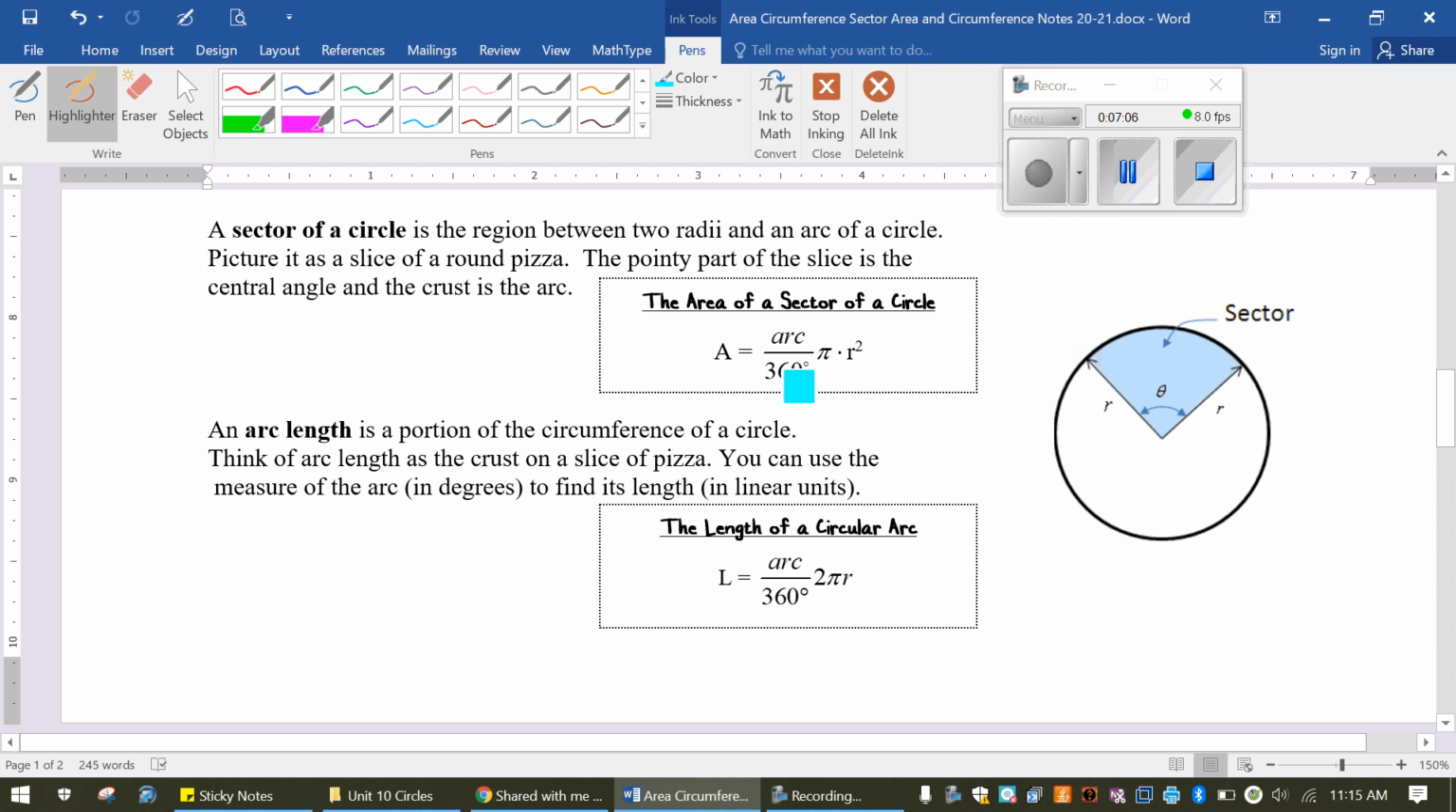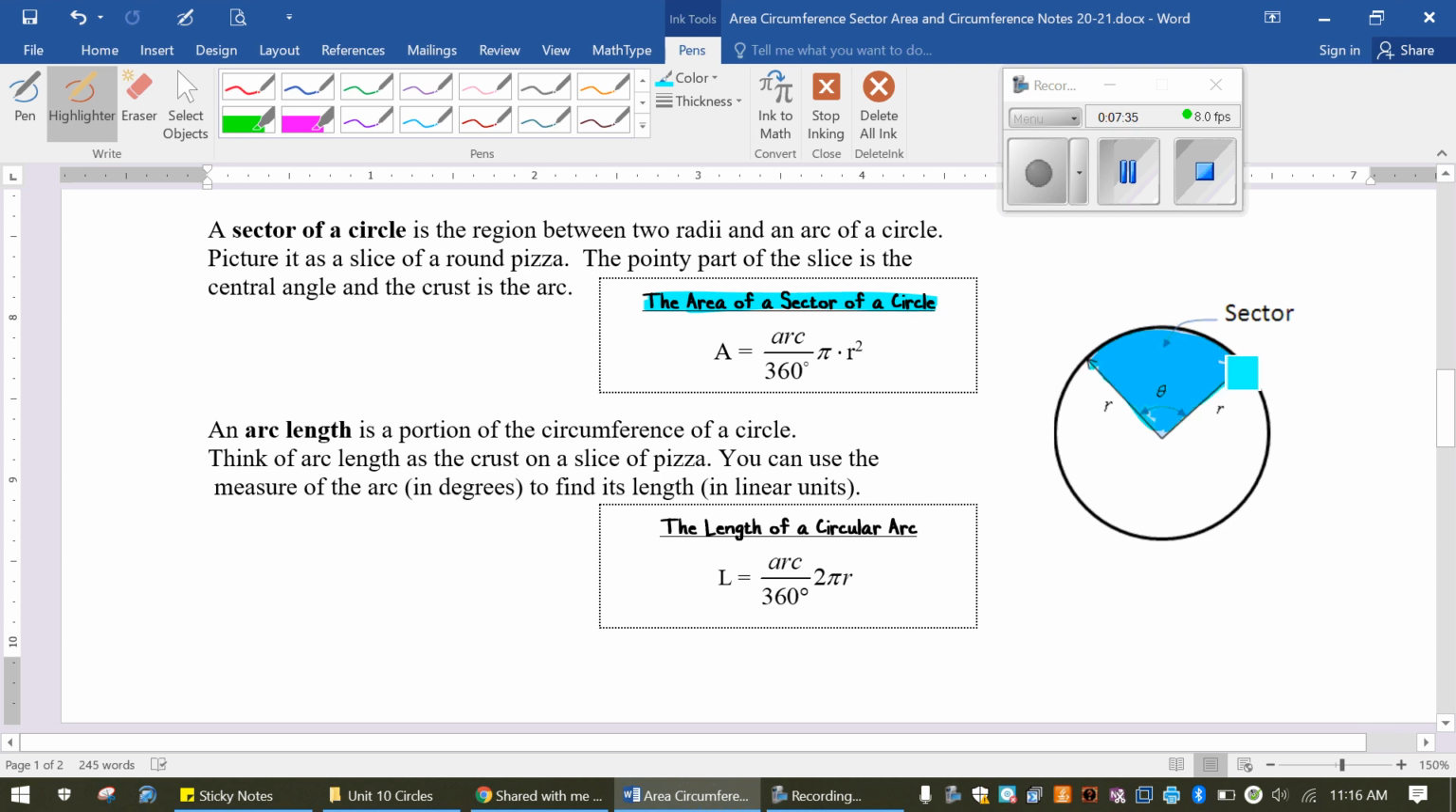So that arc over 360 will tell us what fraction of the circle we have, and then we can use the area formula. So that pi r squared comes from the area formula above. This is in blue, so I will shade that in blue, and that's talking about this sector. You can think about this as a piece of pizza. This is the entire piece of pizza.